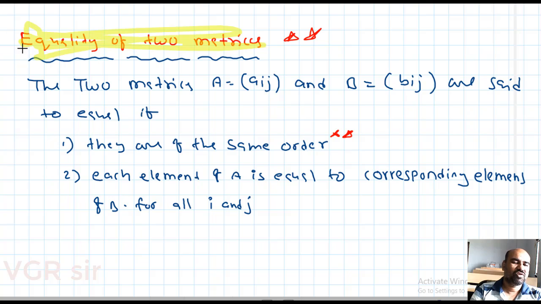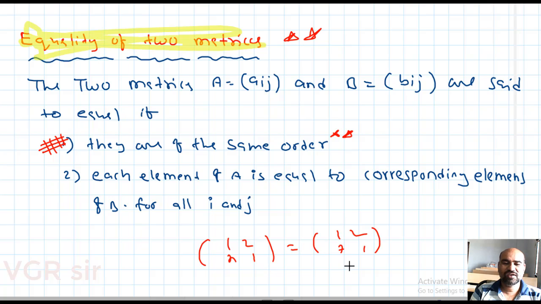Okay, once again I want to read. Equality of two matrices. Two matrices A and B are said to be equal. First condition, they should have the same order. Second condition, each element of A is equal to the corresponding element of B. For example, 1, 2, x, 1 given, equal to 1, 2, 7, 1 given. What is the x value? You should say x equals 7 only.